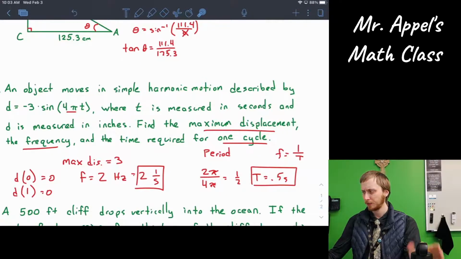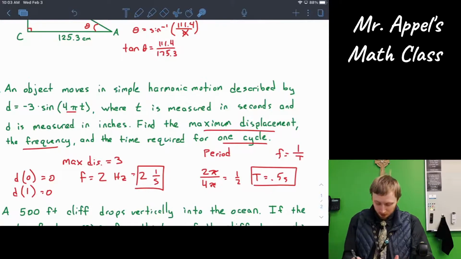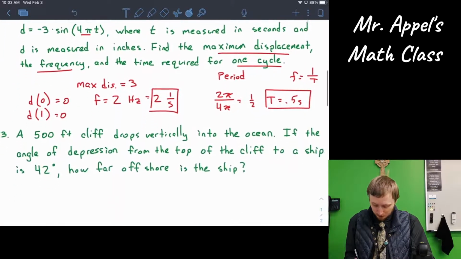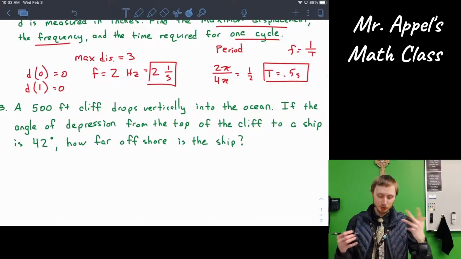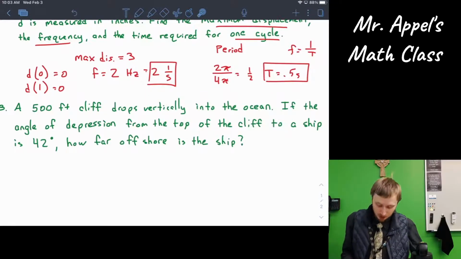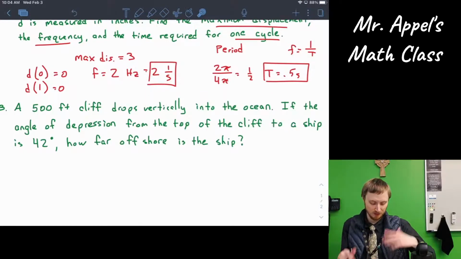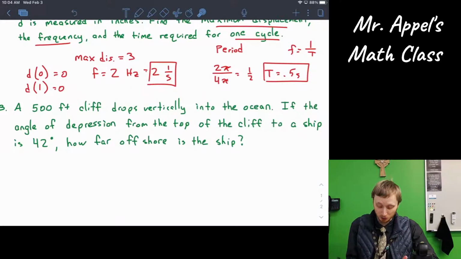Okay, then let's go on to the second one. Here's a real example. This is going to be a triangle, but at least it's in context. I wanted a good word problem example here.